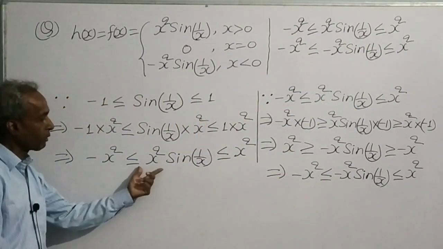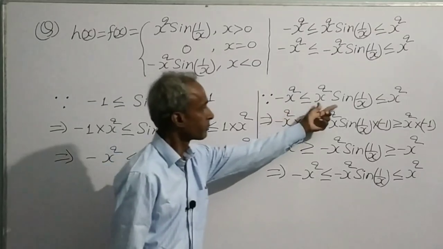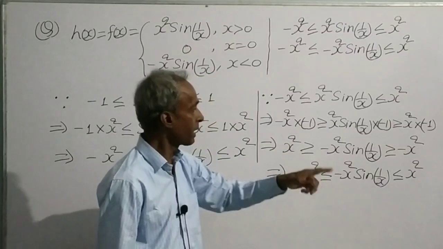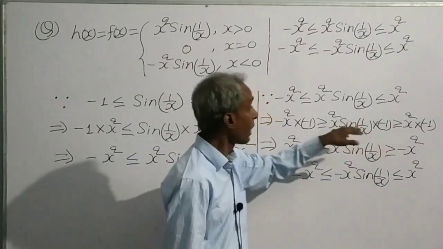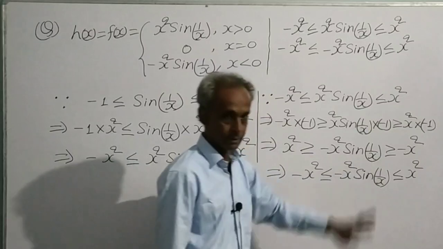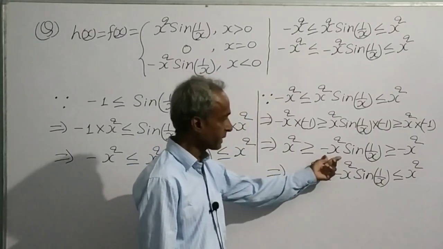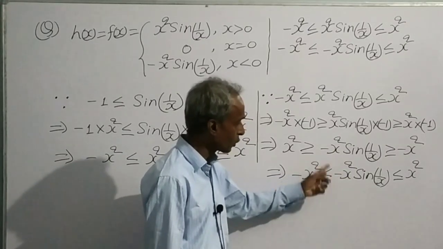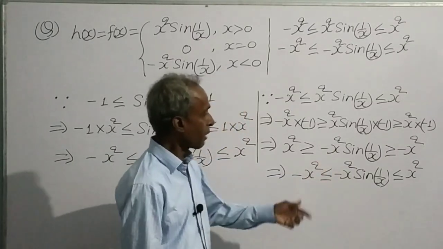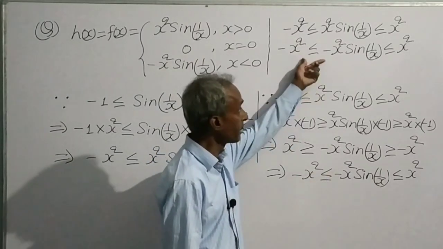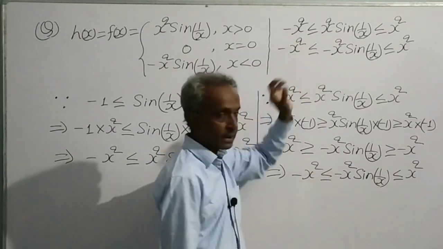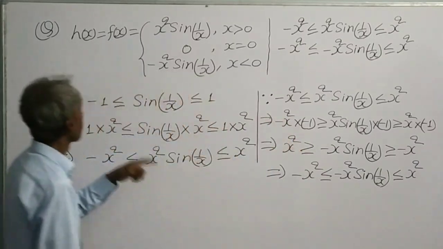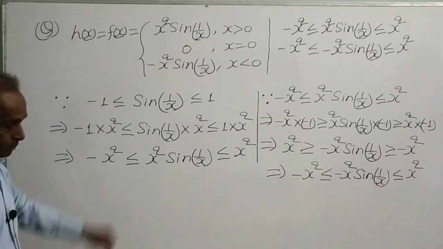Since we have found this result, multiplying each of these three by minus 1, the inequality will reverse. Thus we get this result. We can write this result like this. Both are the same. Now we write this result here. These two results will help us in drawing the graph of y is equal to hx.